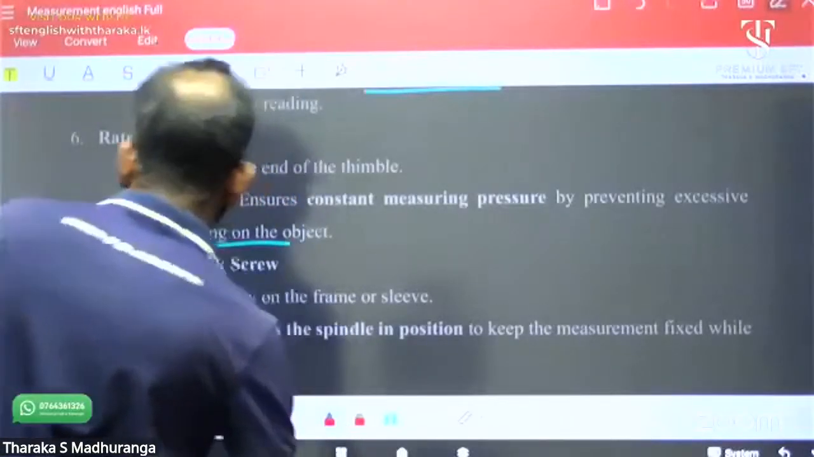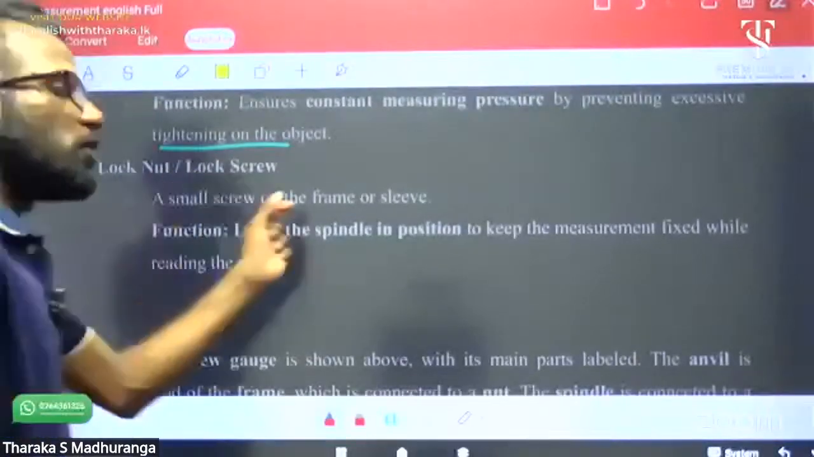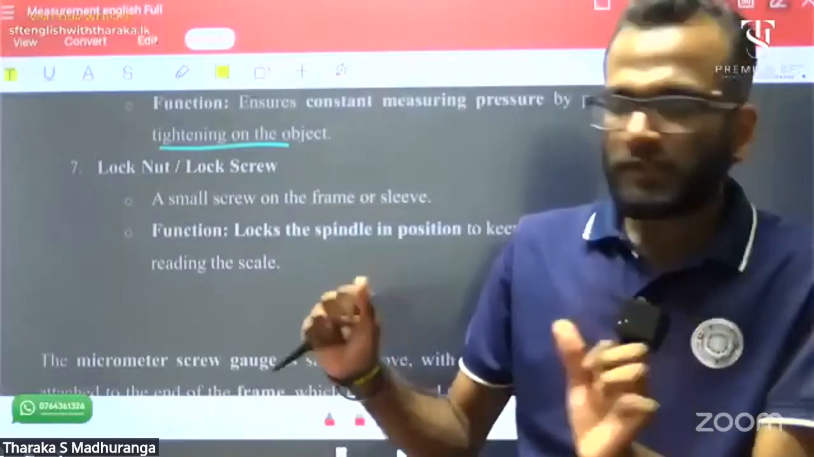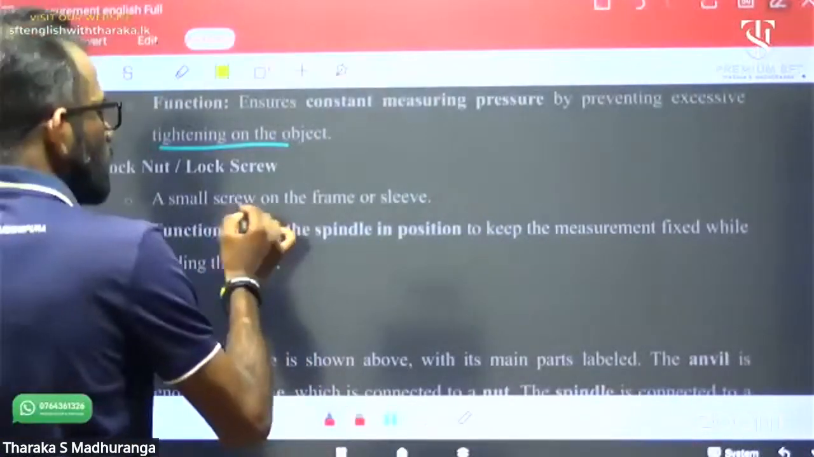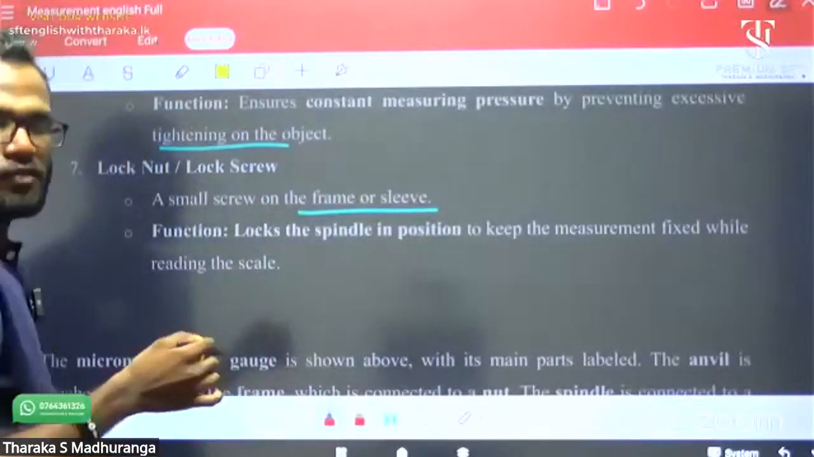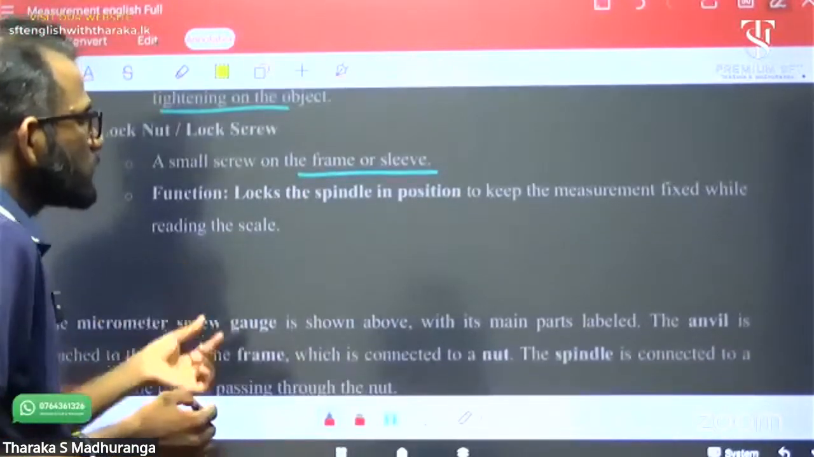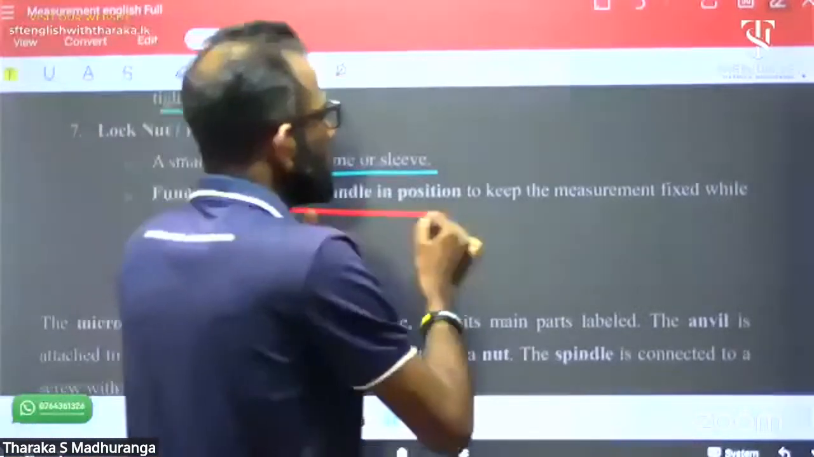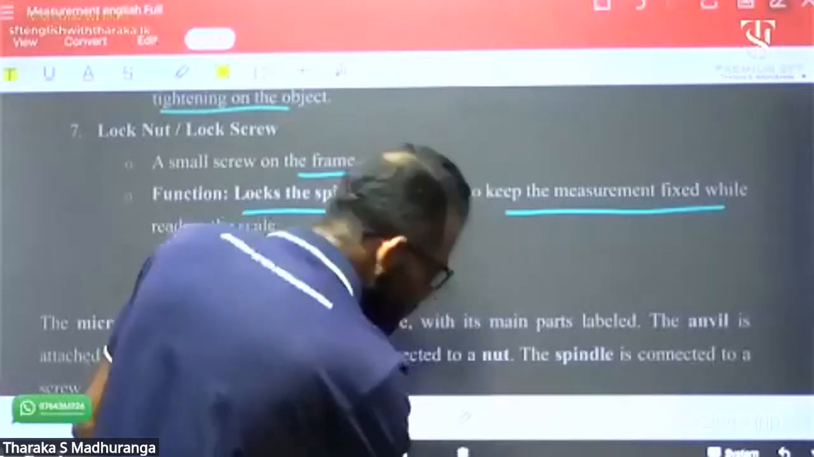Now, the locking lever, the final part. Locking lever. Now you already know. What's the purpose? A small screw or lever connected to the frame. And what is the function? Lock the spindle position and keep the measurements fixed. Actually, this is the purpose.